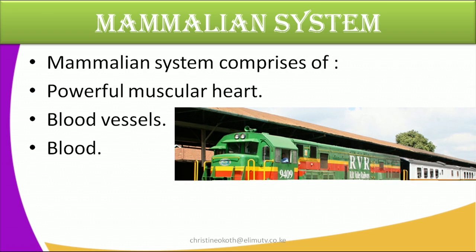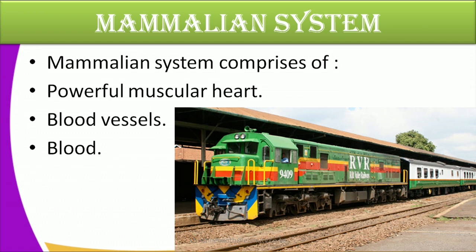And I can compare the mammalian system and the human body to a train. We all know this, the Rift Valley Railways train. So for example, the train is like a human body. The train will work where there is the engine. The engine must be incorporated in the train. Without the engine, the train cannot work. So the engine is like the heart in the mammalian system.